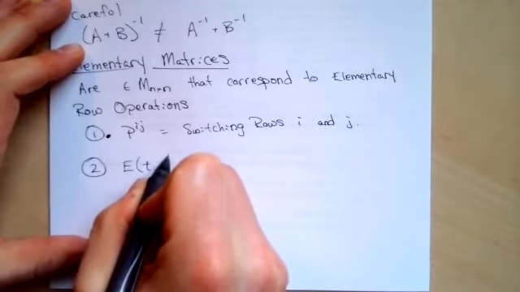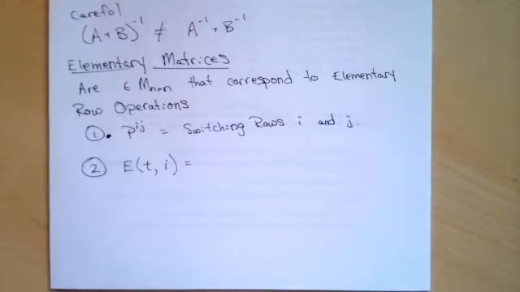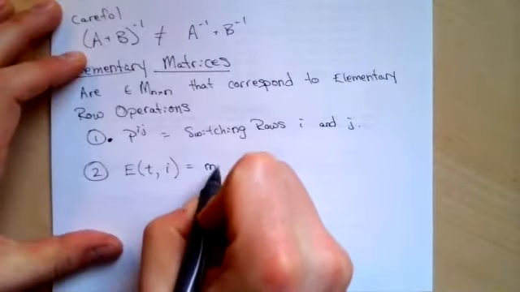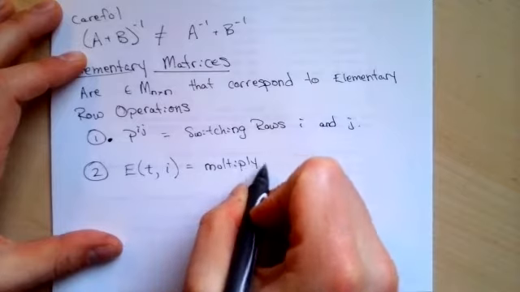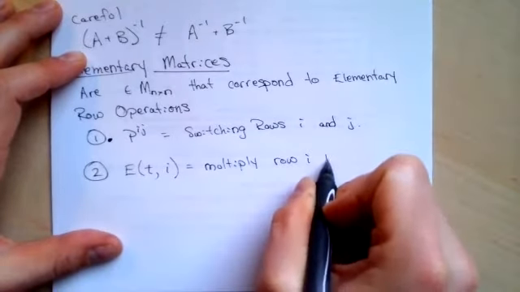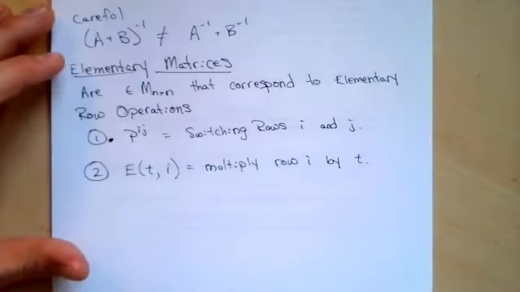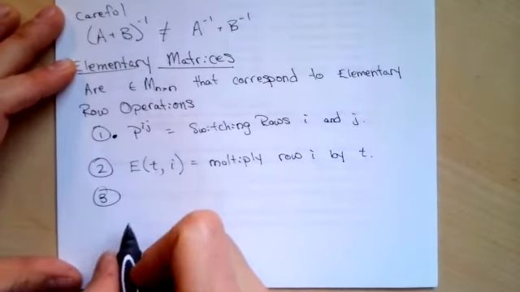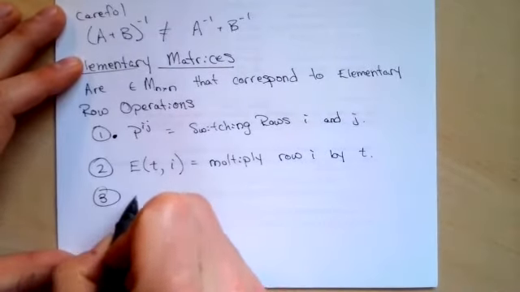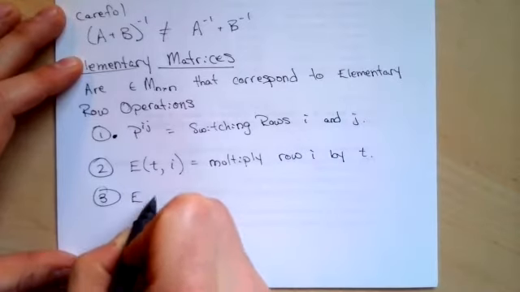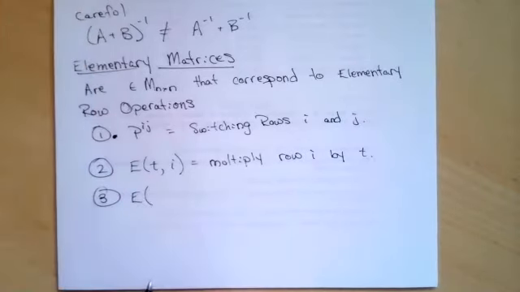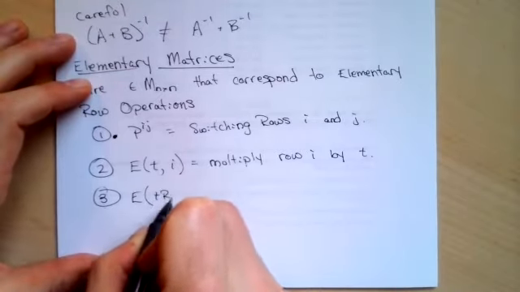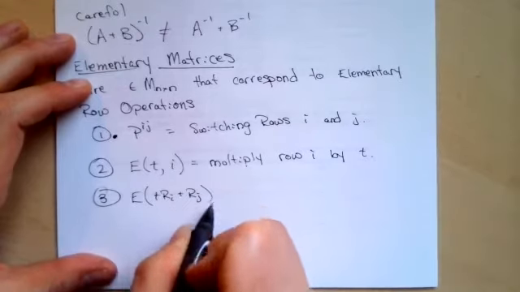I like to use i, j, k, and l for indices. And then t and s are usually scalars, so that way it's a little more clear. This is just multiply row i by t. And then our third one, it's a little harder to notate, and I'm going to be a little more careful with it than the book. I'm going to actually write it out as t times row i plus row j.